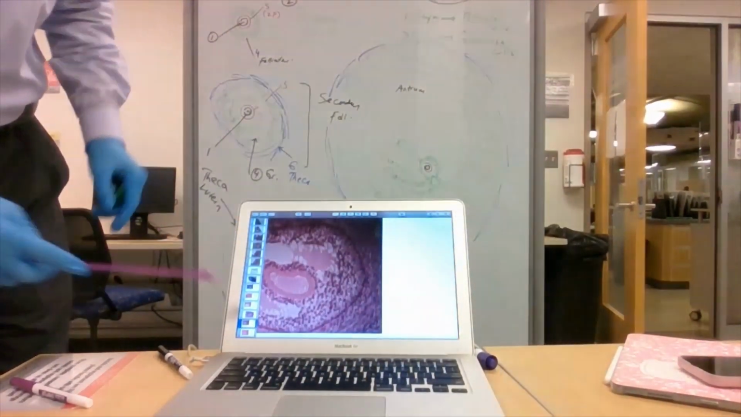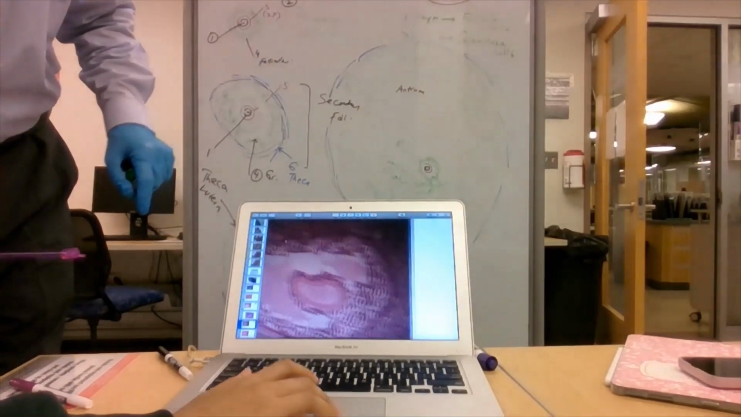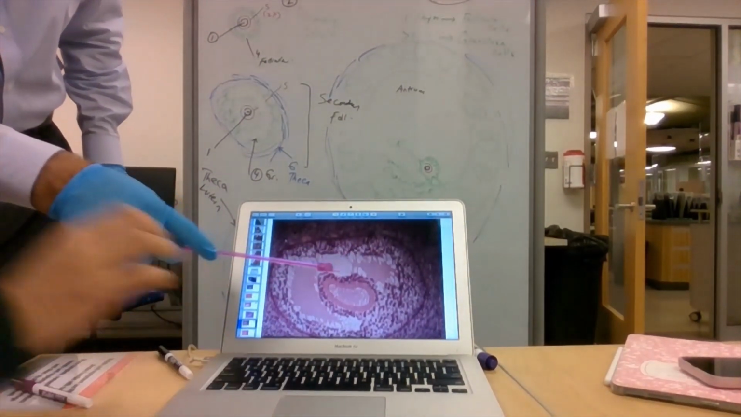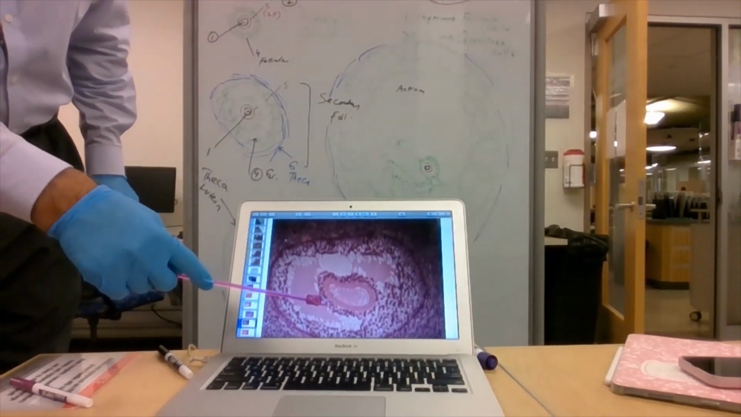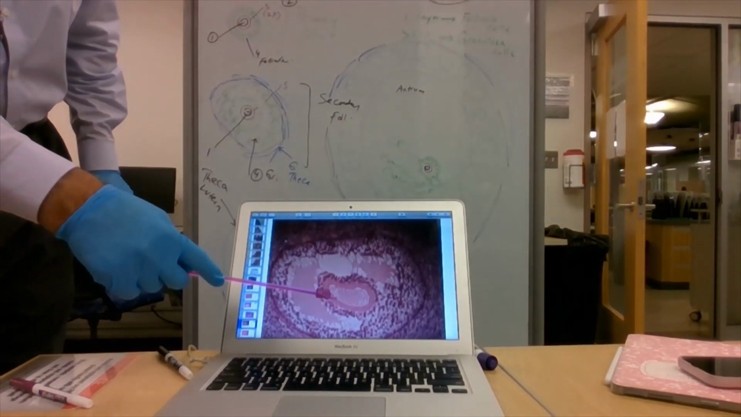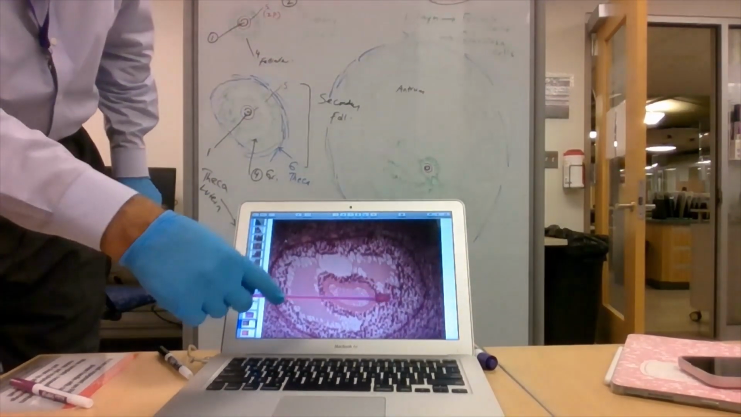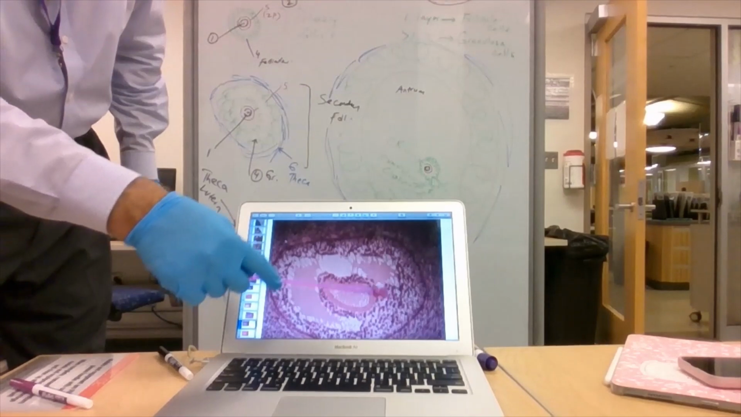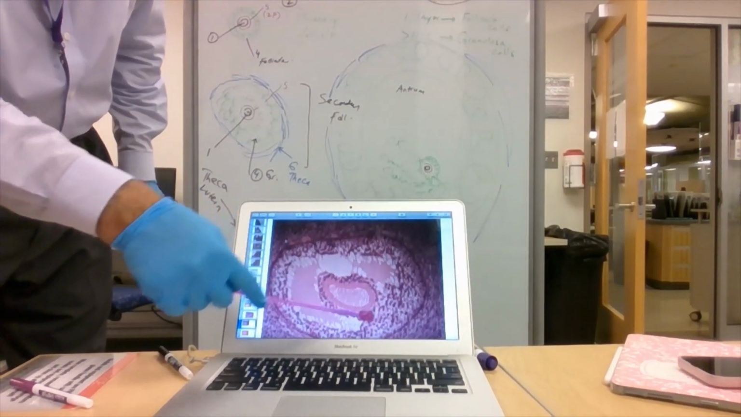Okay, now look at this. This is a big one, all right? I don't like this picture a lot. I don't like the zona. It's really thick, the zona pellucida. Who's that granulosa? Corona. And what is this region? This area is called the cumulus oophorus.